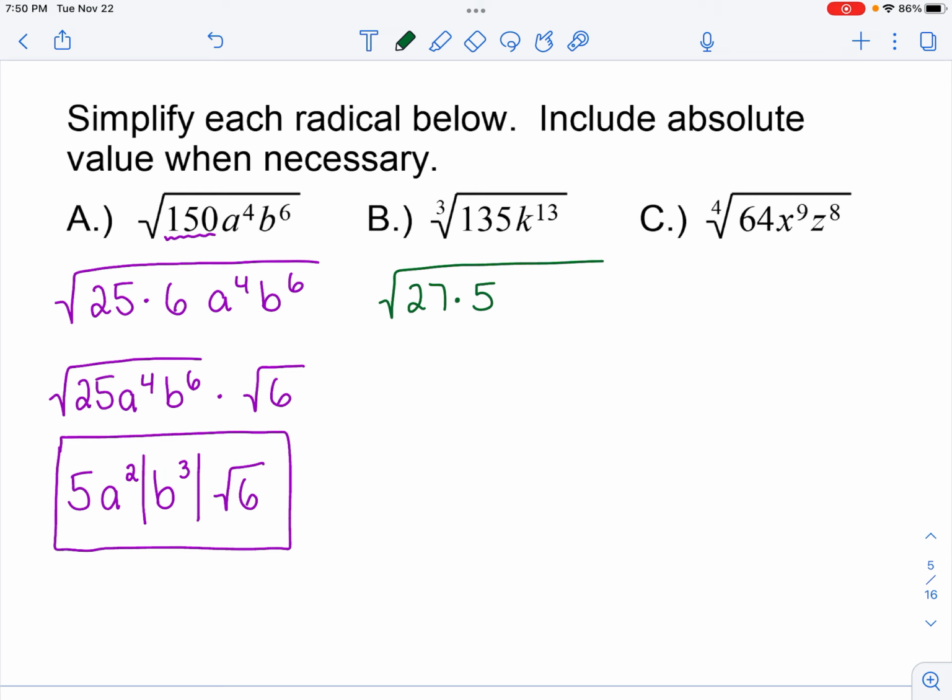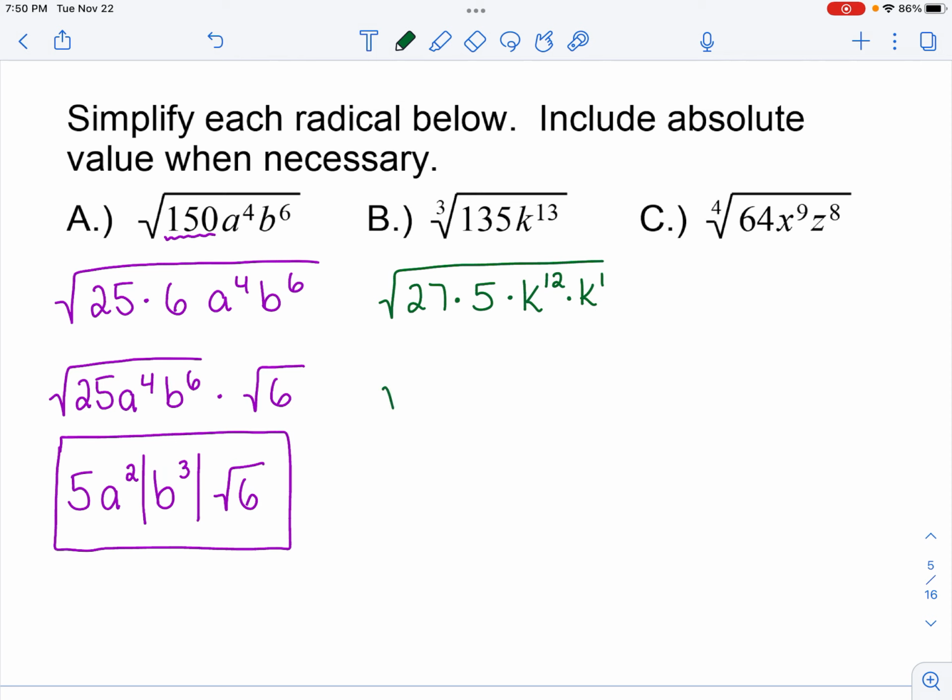Now I've got k to the 13th. So I've got to break that up into a perfect cube and a non-perfect cube. What I'm going to do is break this up, and I want to have the biggest exponent possible so that I can divide that exponent by 3. So I'm going to go k to the 12th and k to the first. That's because 12 plus 1 gives me the 13, but the 12 can be divided by 3, so I can eventually find its cube root.